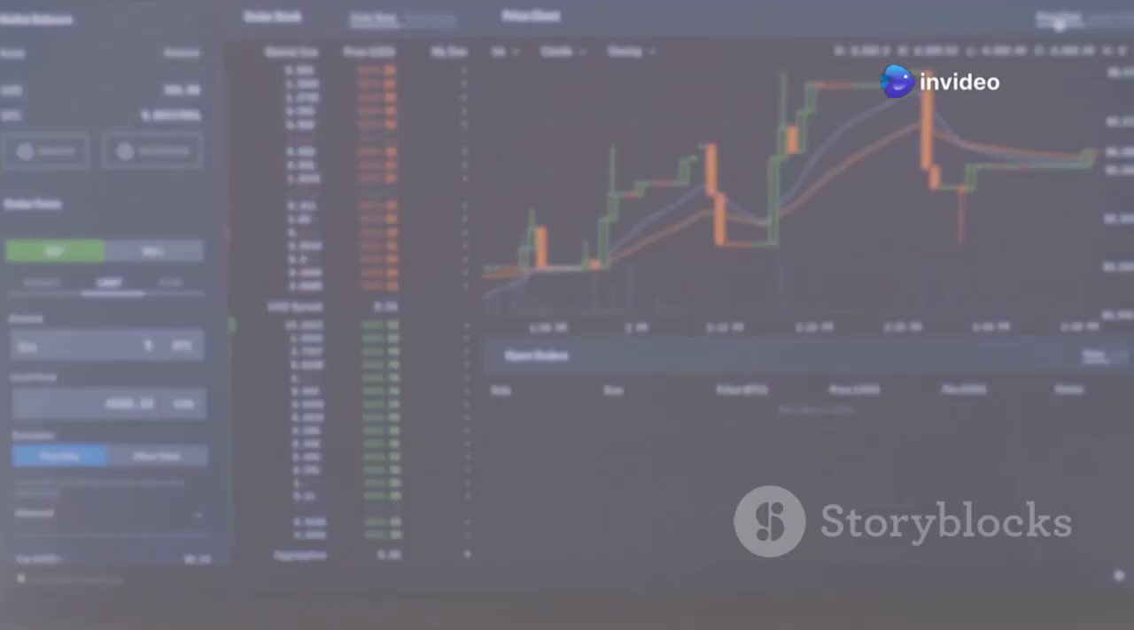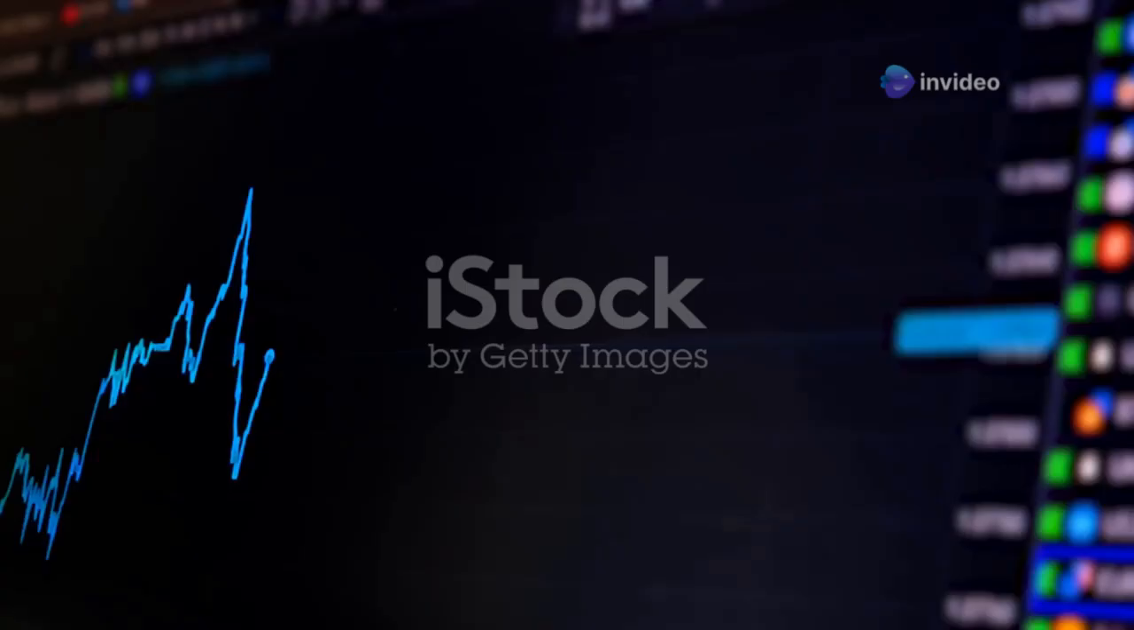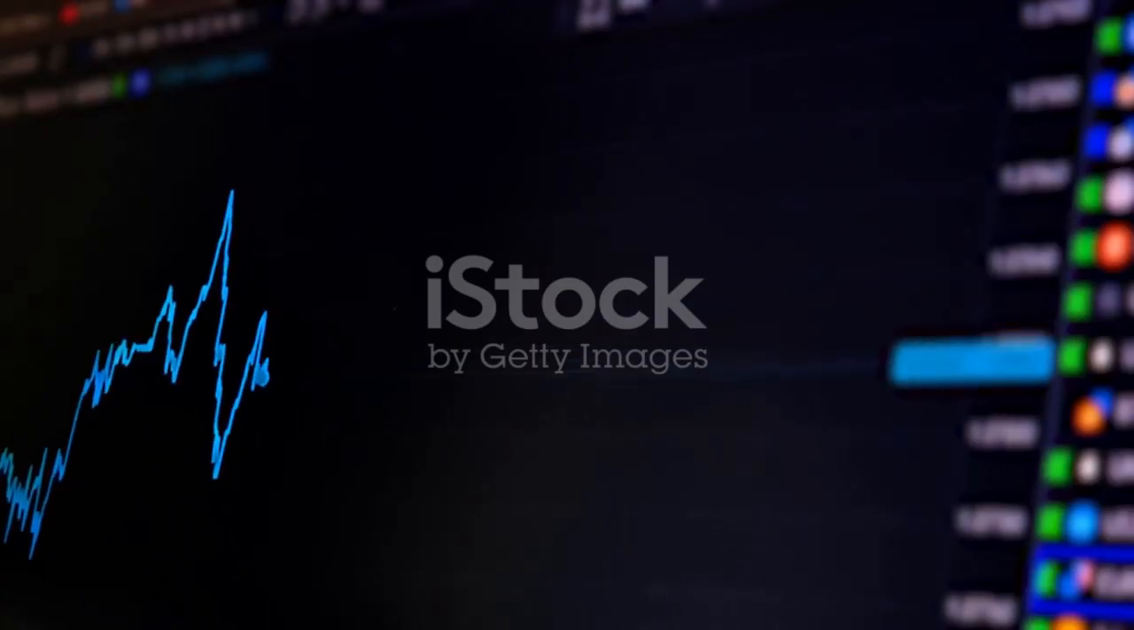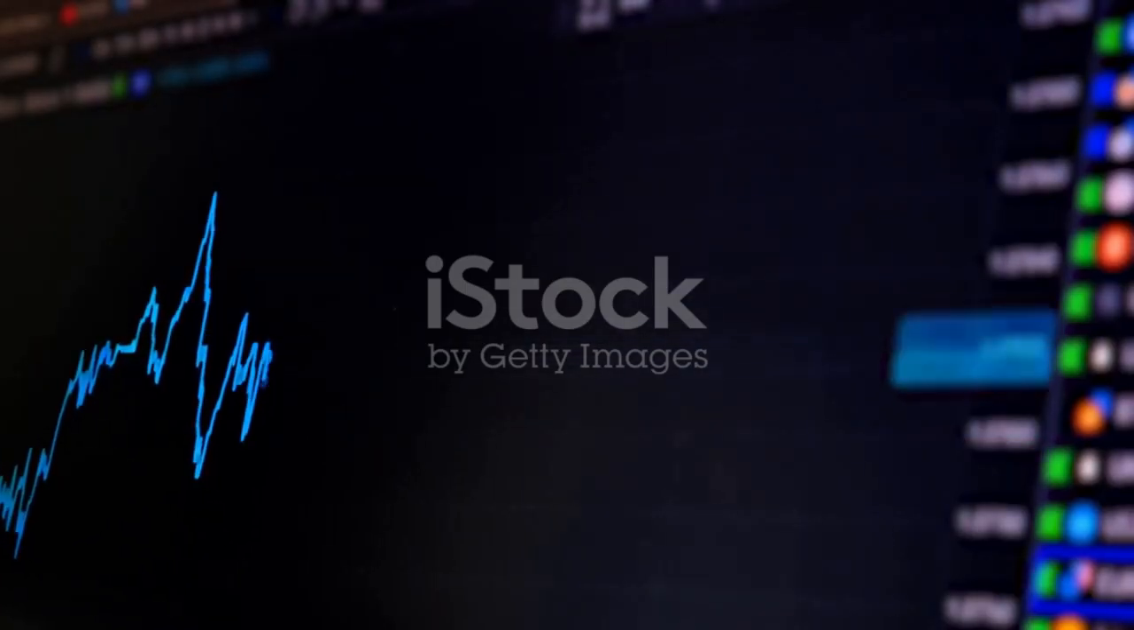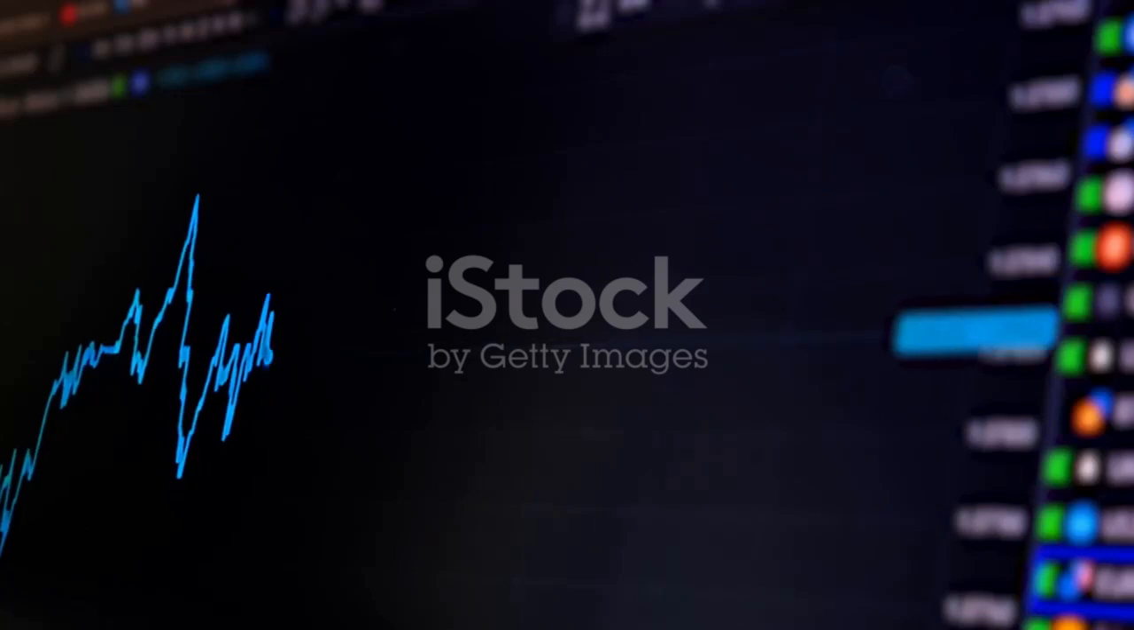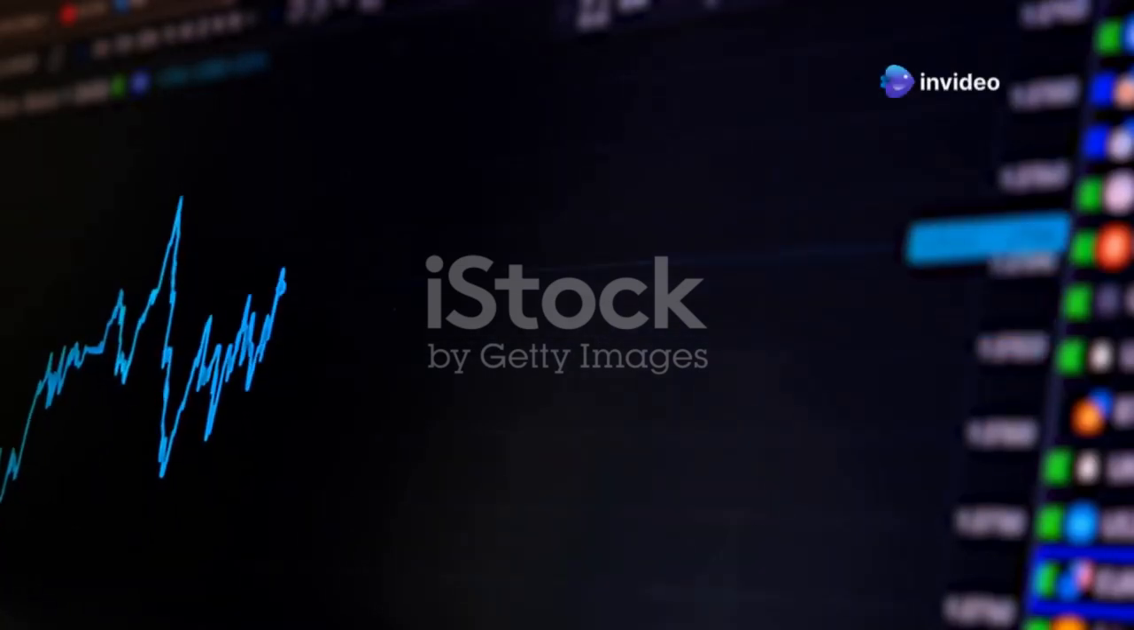And let's not forget about support and resistance levels. These are critical for understanding price action. These are like the floor and ceiling of a stock's price movement, areas where the price tends to bounce off of. Recognizing these levels can help you make better trading decisions.